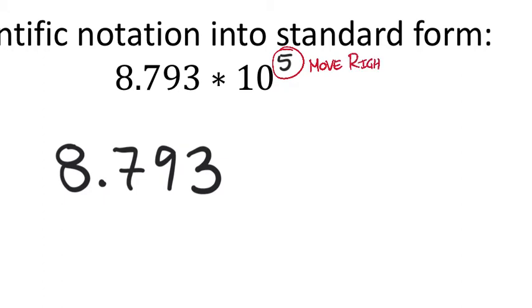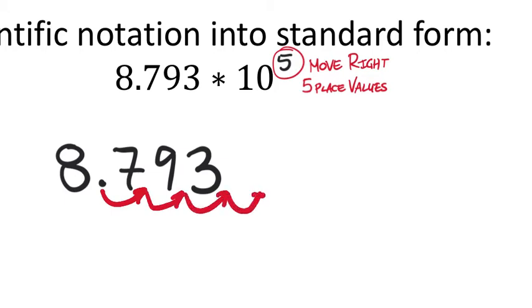But how far to the right? And again, we're moving it to the right because it's positive 5. If it were negative, we'd move it to the left. But since it's a 5, we're going to move it to the right, 5 place values. Okay, so now that we know that, let's go back to the number, 8.793, and move this decimal 5 place values to the right. So there's 1, 2, 3, and again, we got some empty place values. There's 4, there's 5. That's where the decimal will end up at. And I'll just fill in these blanks with zeros.